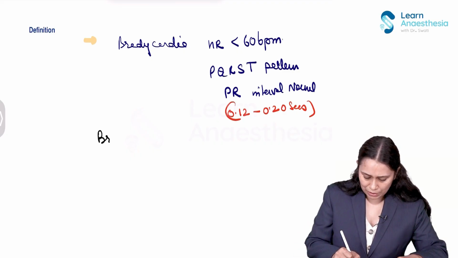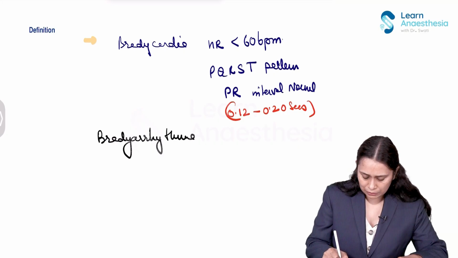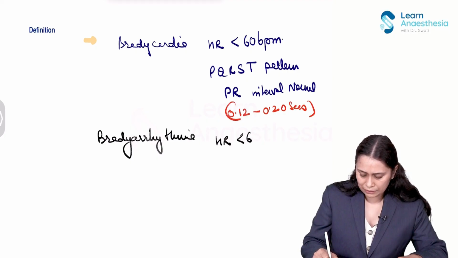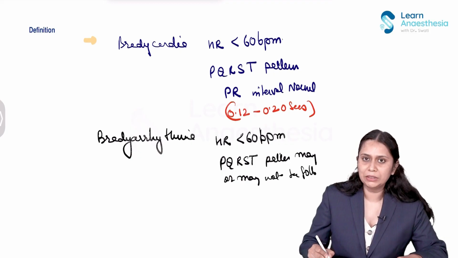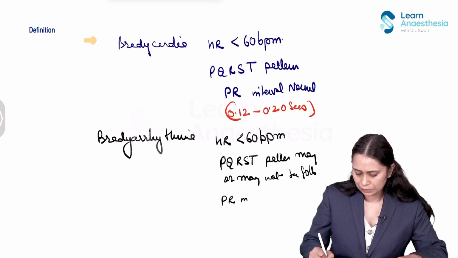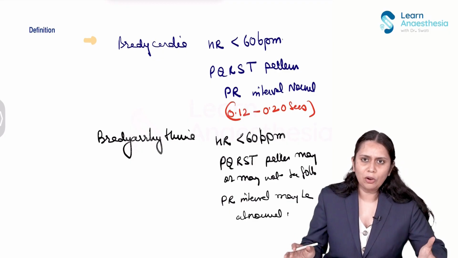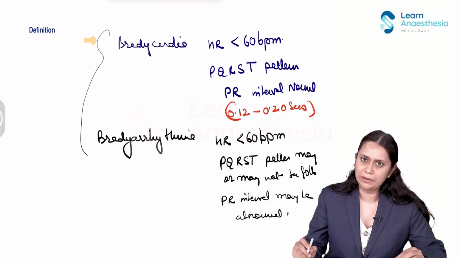Now bradyarrhythmia is heart rate less than 60 beats per minute and the PQRST pattern may or may not be followed, and the PR interval may not be normal, the PR interval may be abnormal, okay? So let us talk about different types of bradycardia and bradyarrhythmia.